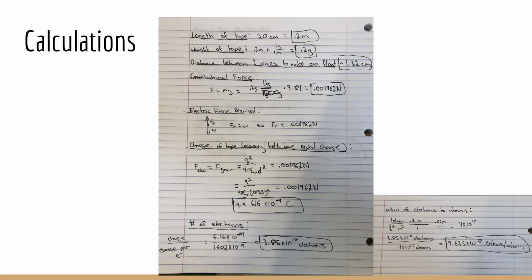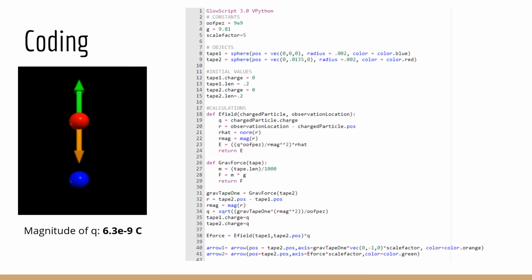To then find the number of electrons, I divided 6.16 times 10 to the negative 9th by the charge of one electron to get the total number of electrons. Once I knew the total number of electrons, to find the ratio of electrons to atoms, I first had to calculate approximately how many atoms were located on the area of tape that I had. I did this by assuming that every single atom was essentially a square and that there was no distance between them, and found there to be 4 times 10 to the 17th atoms. Once I knew this, I divided the number of electrons by the number of atoms to figure out the number of electrons per atom. Here are the results of the code that I wrote.